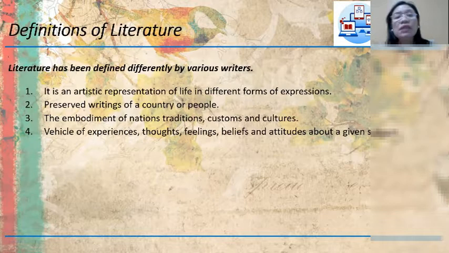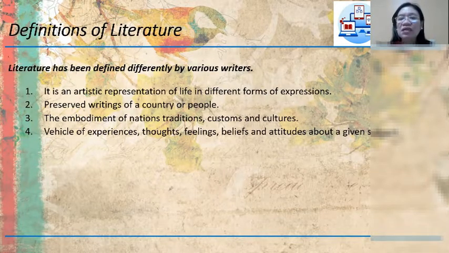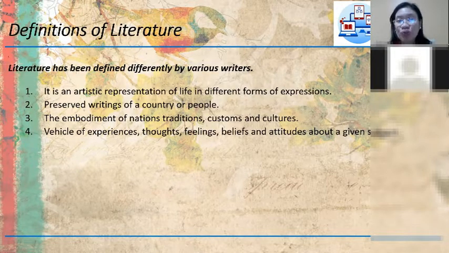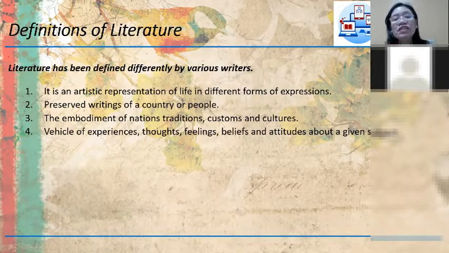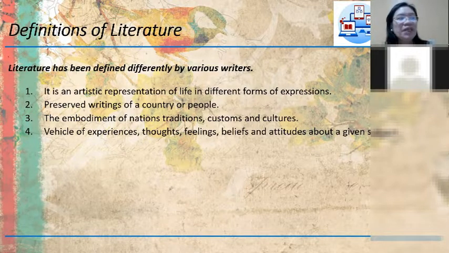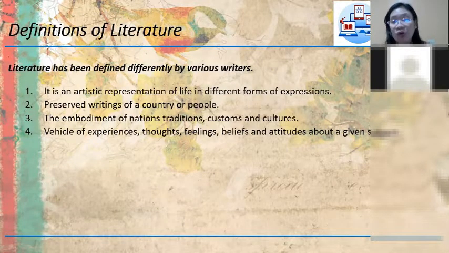Okay, now literature has been defined differently by various writers. Okay, so I have here four definitions. Now, first, literature is an artistic representation of life in different forms of expressions. Okay, meaning to say literature or literary works are creatively or artistically represented by the different authors and writers, with which can be described as written and sometimes spoken materials.